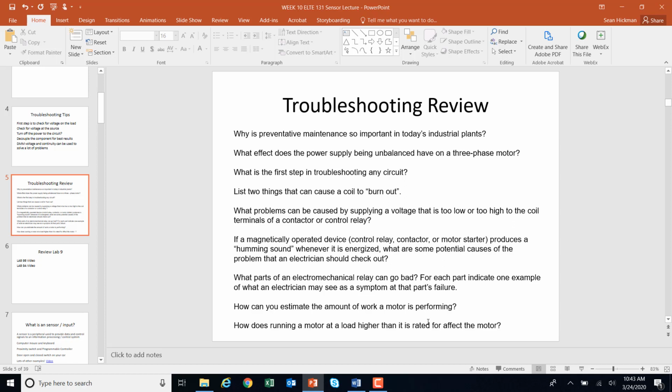How does running a motor high or low on the rating affect the motor? Well, if you're running it too high, it's probably going to be drawing more current. It's going to get hotter. So you could burn out the coil, or you could damage that coil. Be sure that you understand these items here as explained in the demonstrate lab, because that is what is going to be on the quiz.